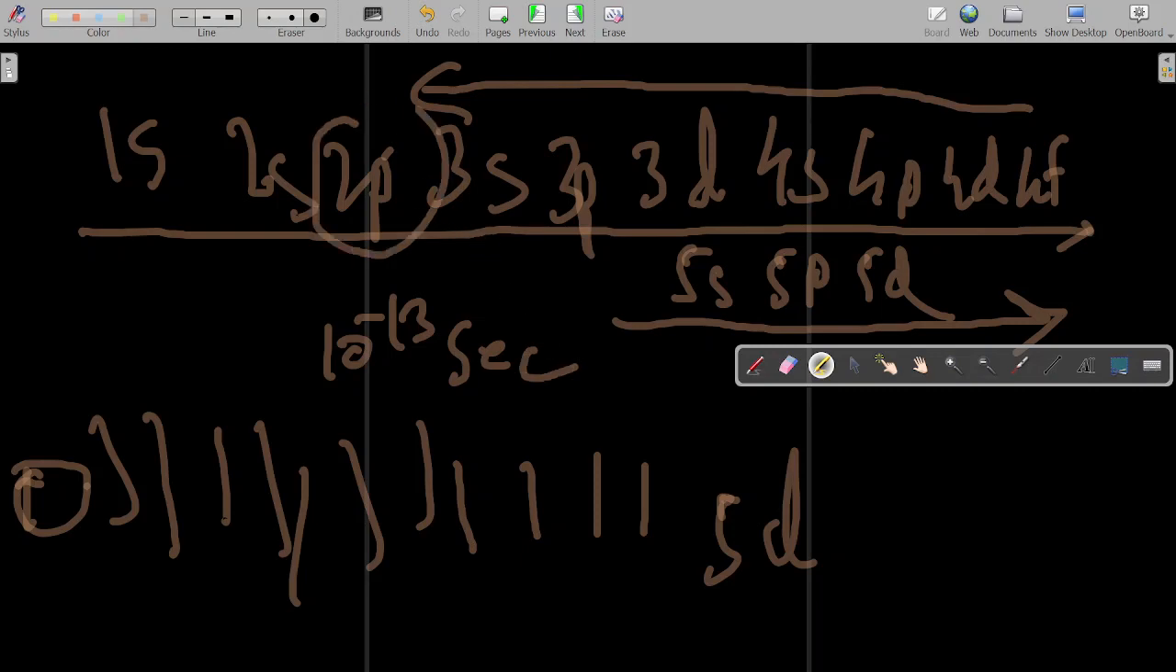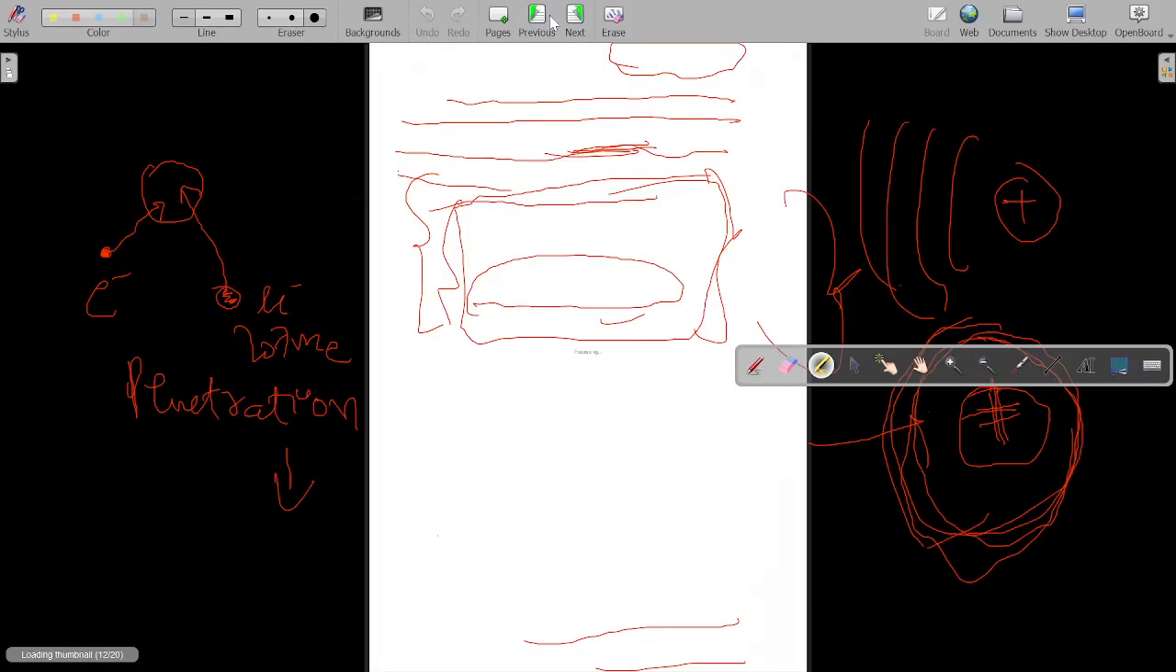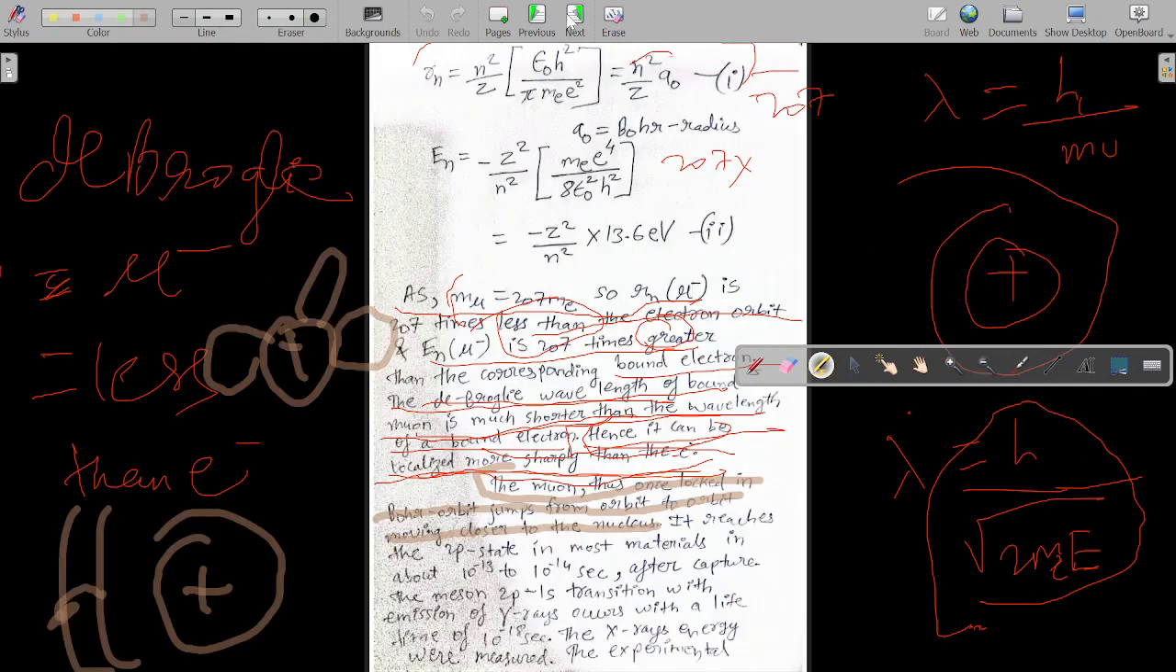Reaching up to 2p requires 10 to the power minus 13 seconds. That's what has been written over here. So it reaches the 2p state in most materials in about 10 to the power minus 13 to 10 to the power minus 14 seconds.